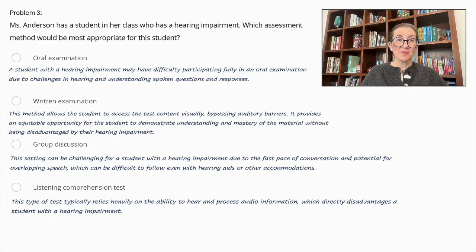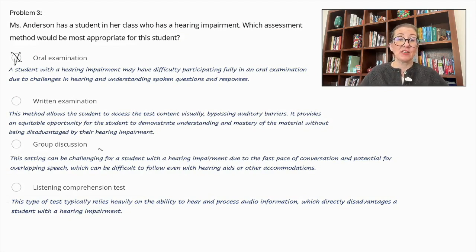Problem number 3. Ms. Anderson has a student in her class who has a hearing impairment. Which assessment method would be most appropriate for this student? Oral examination. A student with a hearing impairment may have difficulty participating fully in an oral examination due to challenges in hearing and understanding spoken questions and responses. So this would not be appropriate.